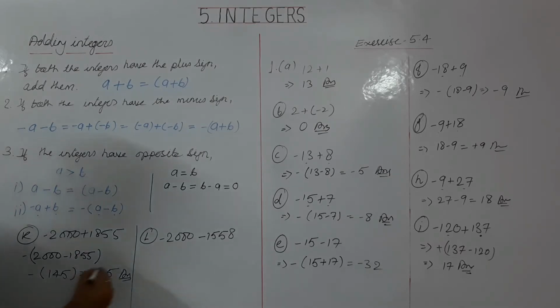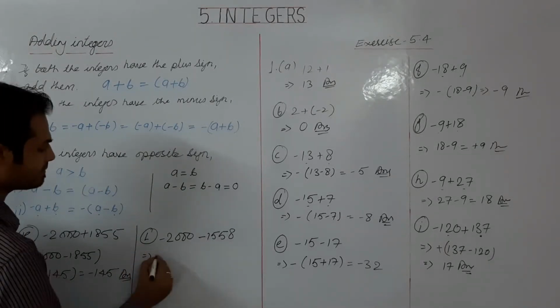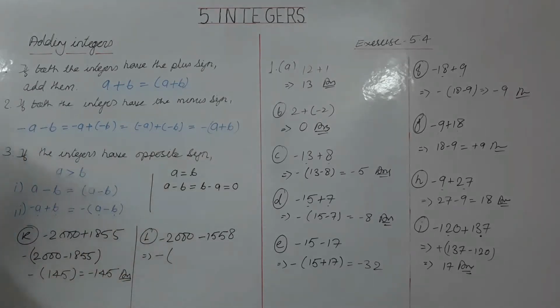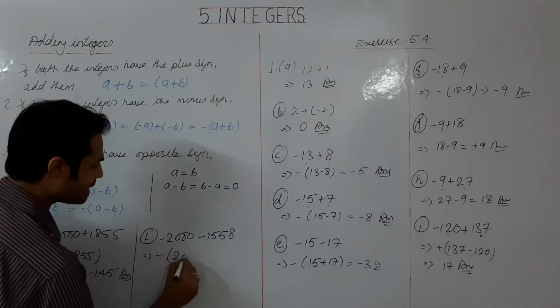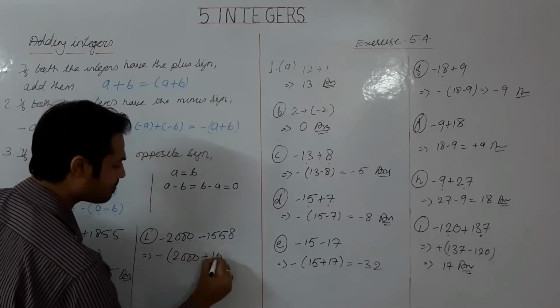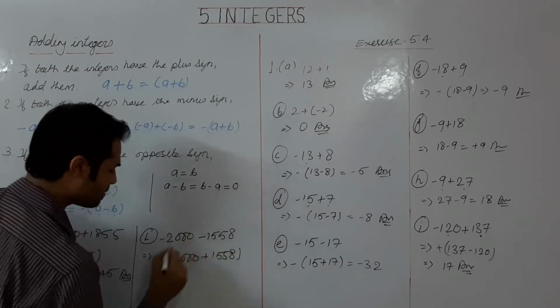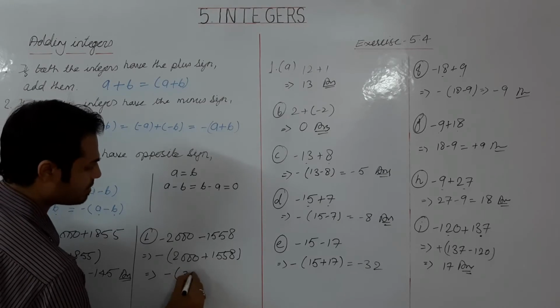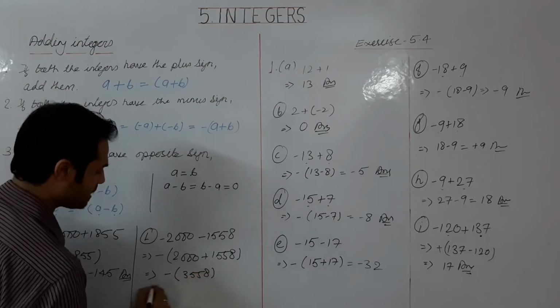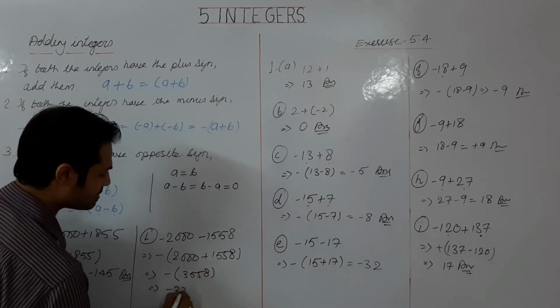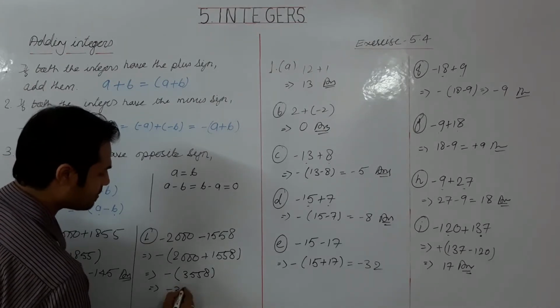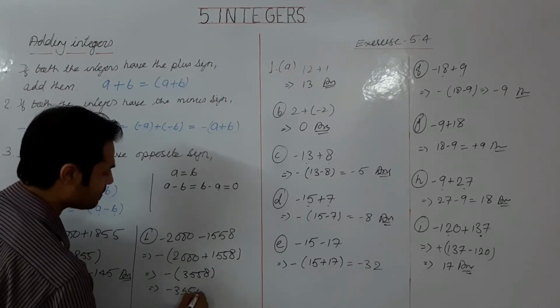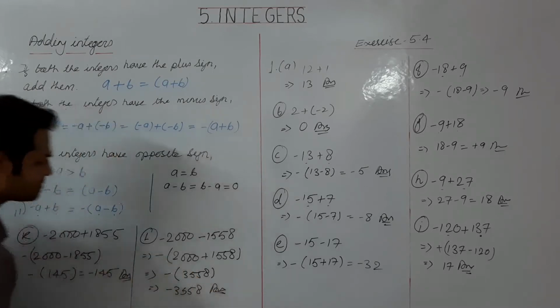Now in the last case, both are negative. So put a minus before the bracket and add them. 1558 plus 2000 is 3558, or minus 3558 is the answer.